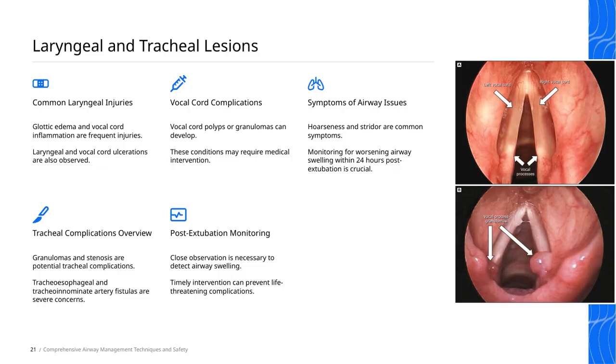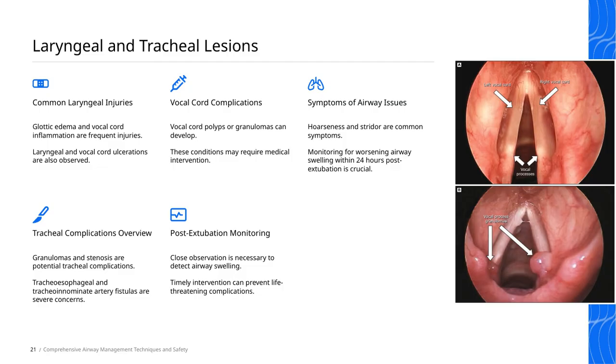from intubation. These conditions might need medical or surgical intervention if they cause significant airway obstruction or voice changes. Vocal cord complications are also common. We often see glottic edema and inflammation of the vocal cords, which can impair voice and breathing. Additionally, ulcerations of the larynx and vocal cords may occur, further complicating the clinical picture.